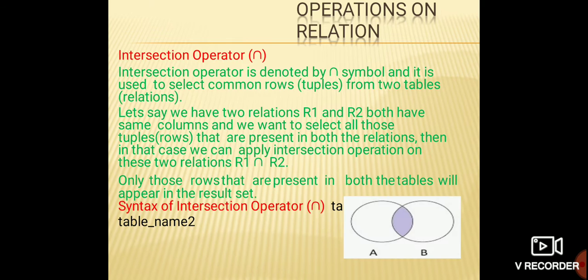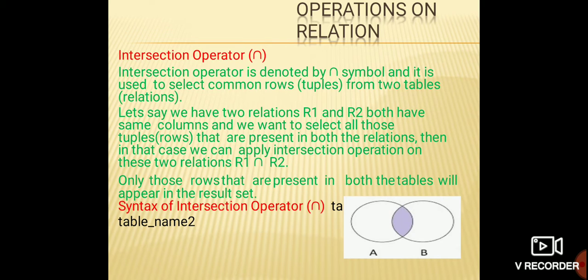Okay, next, intersection operator. The intersection operator is denoted by the reverse U symbol and is used to select the column, row or tuple from two table relations. Like there are two tables, A and B, as you can see in the figure. Some data is in A and some data is inserted in B also, but the common data will be extracted in what? In your intersection operator. Those data which are common in A and B, only those data will be displayed in your intersection operator.